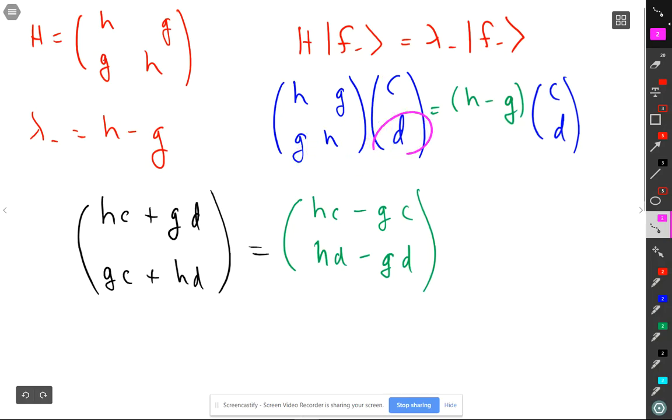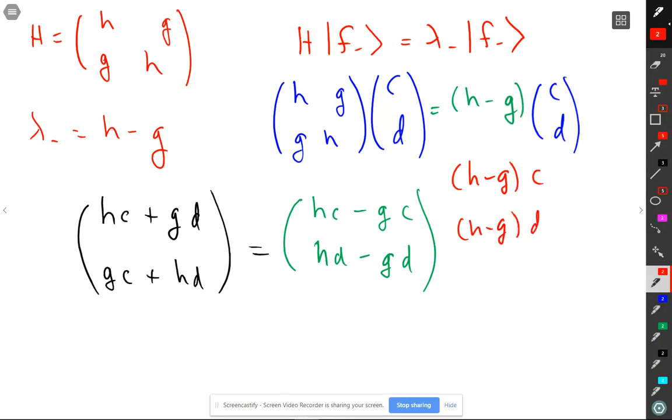What about the other side of the equation? The other side of the equation, I know it's in parentheses and it looks like it might be a matrix or a vector, but it's not. This was just a number. This was just a number. And so remember what I wrote before was H minus G times C and H minus G times D. You expanded it out correctly.